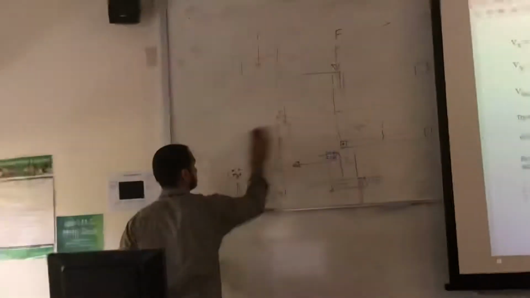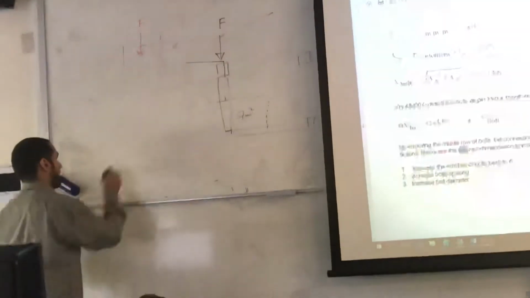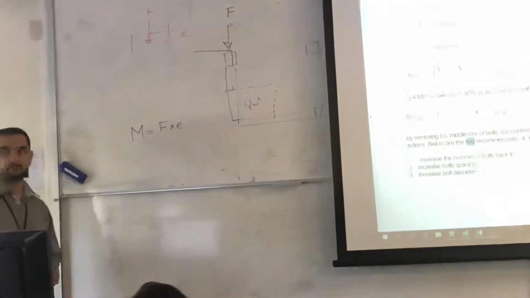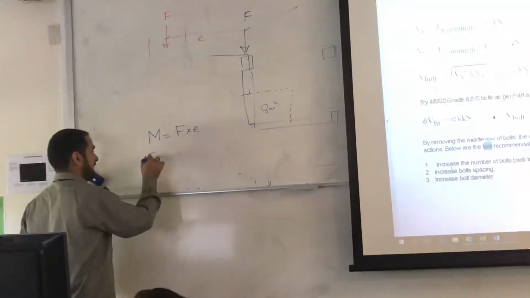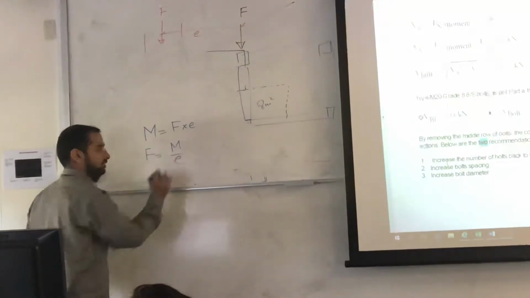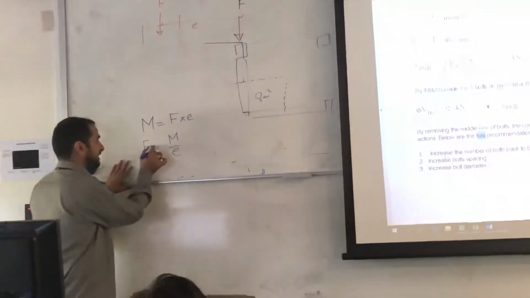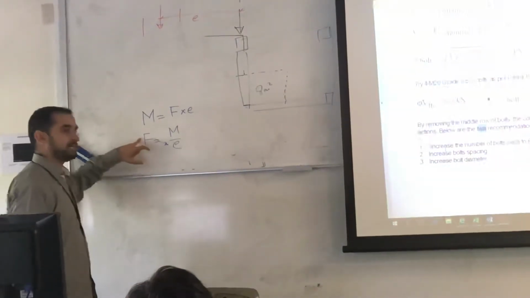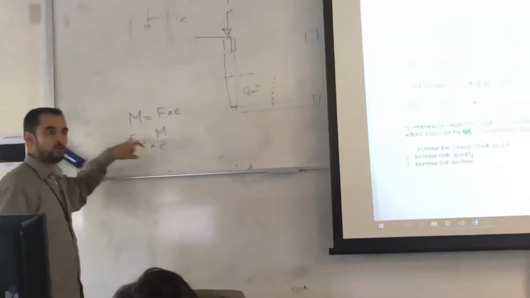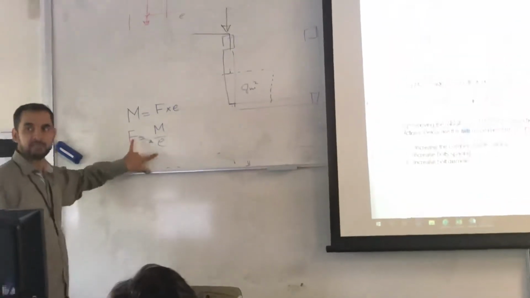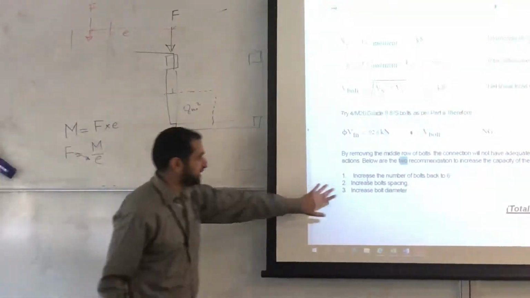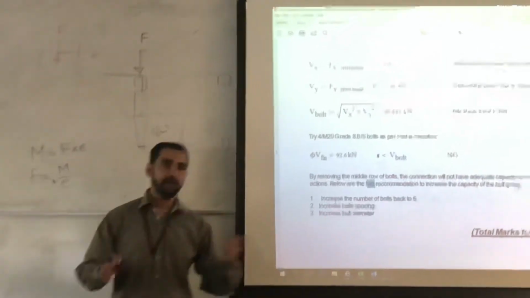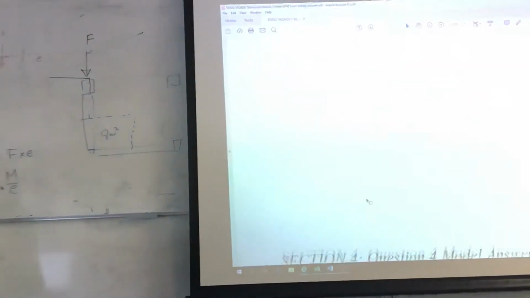So M is equal to F times E. That E is the lever arm, right? So now F is equal to M divided by E. So that is inversely proportional to the lever arm, the forces. If we increase the lever arm, we reduce the force. If we reduce the lever arm, we increase the force. Right? So that's inversely proportional. So increase the bolt spacing means we are increasing the lever arm, right? And increase the bolt diameter, another alternative. So that's the end of the question.